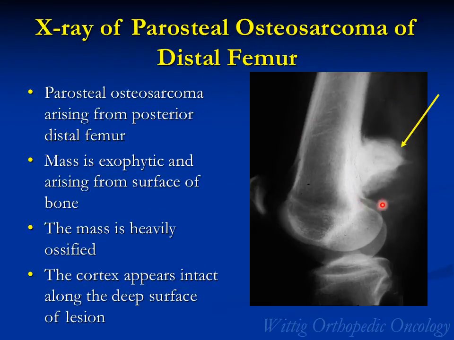Here's another example of a parosteal osteosarcoma of the distal femur. It's an exophytic mass arising from the surface of the bone. This one is heavily ossified. The cortex appears intact along the deep surface of the lesion. Very worrisome tumor.